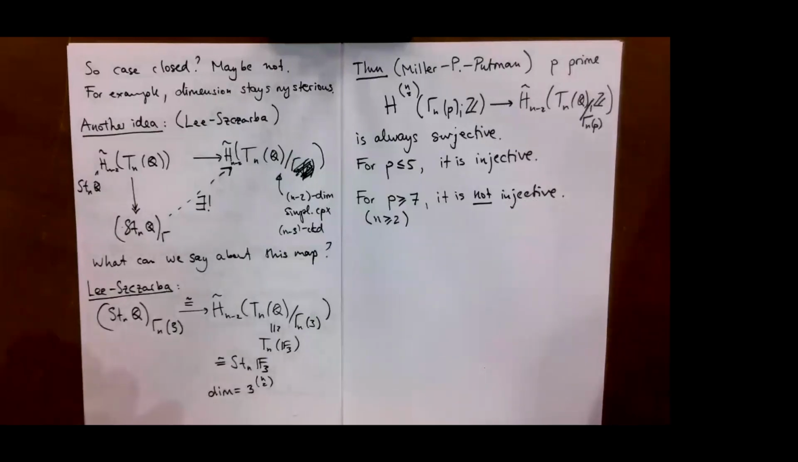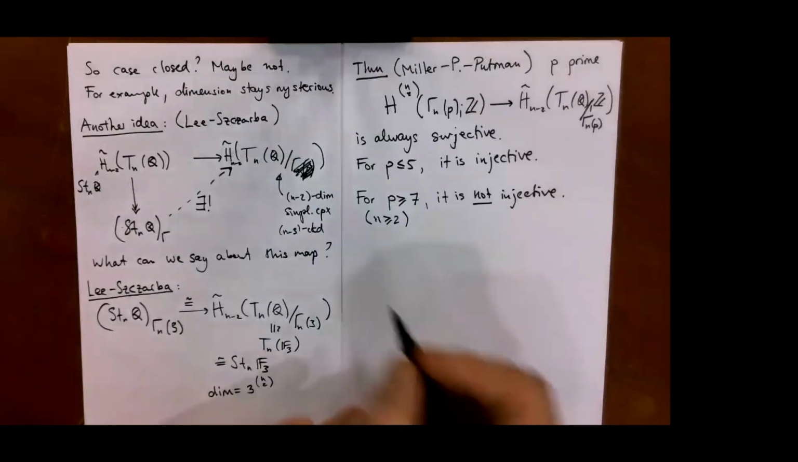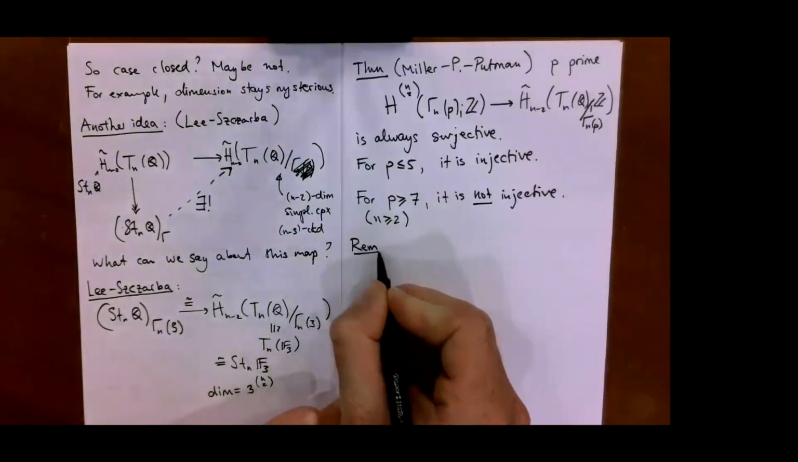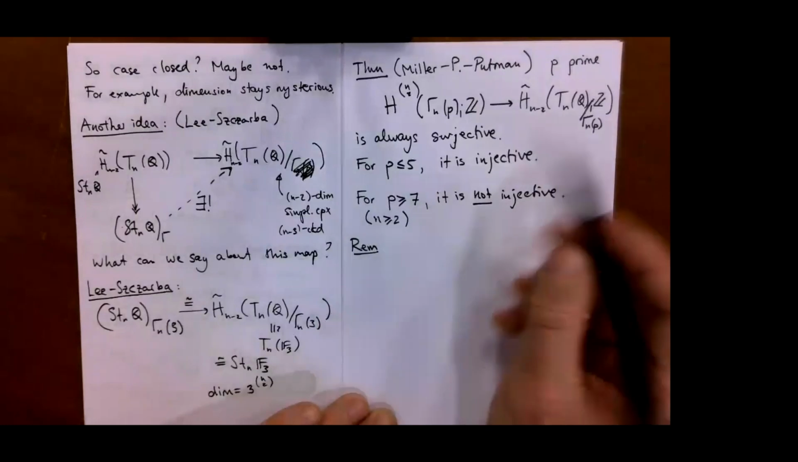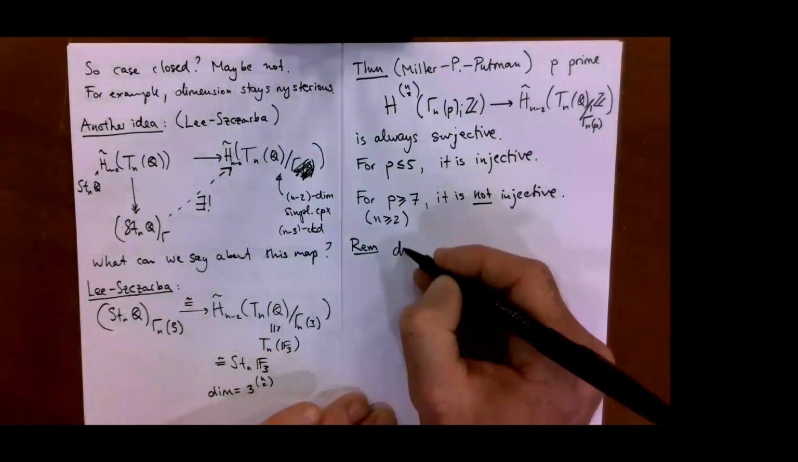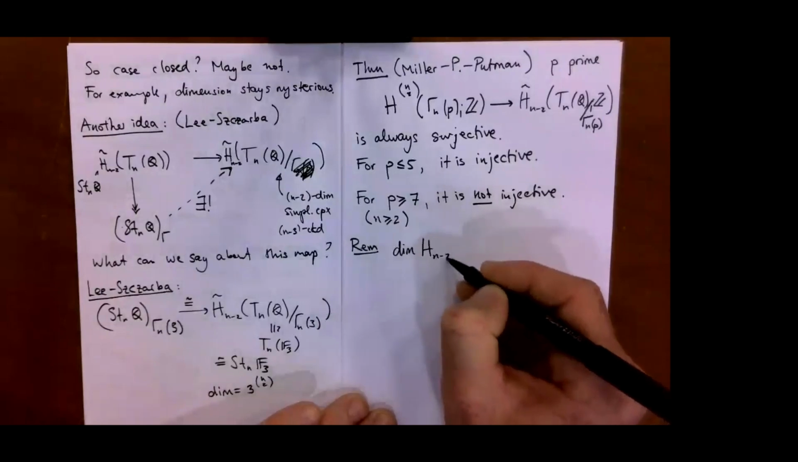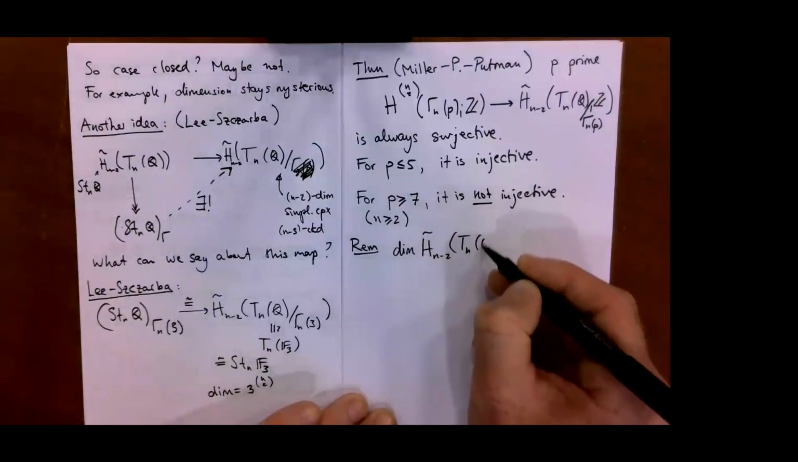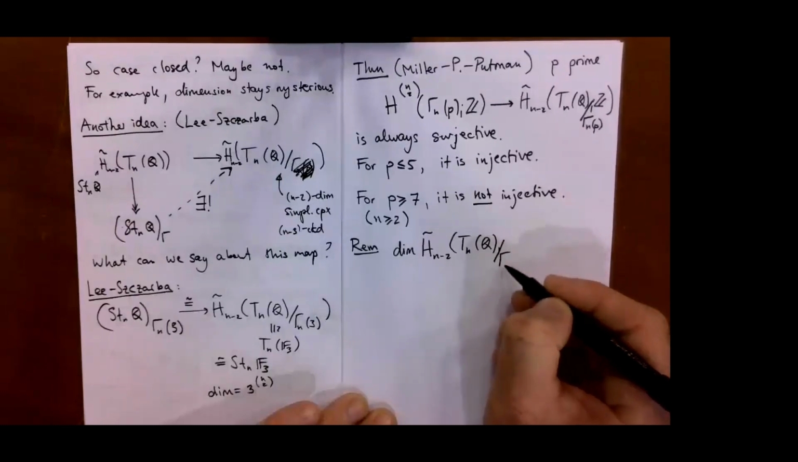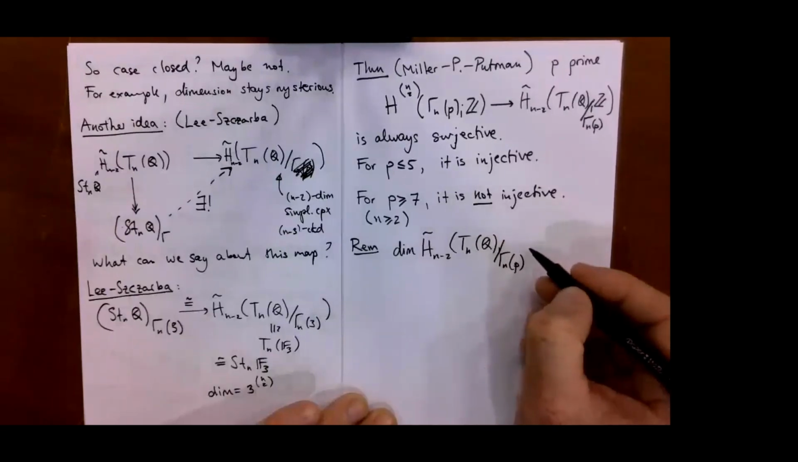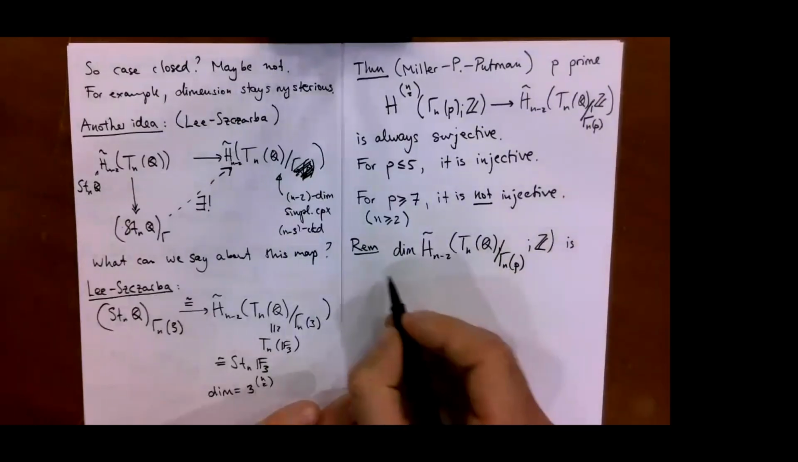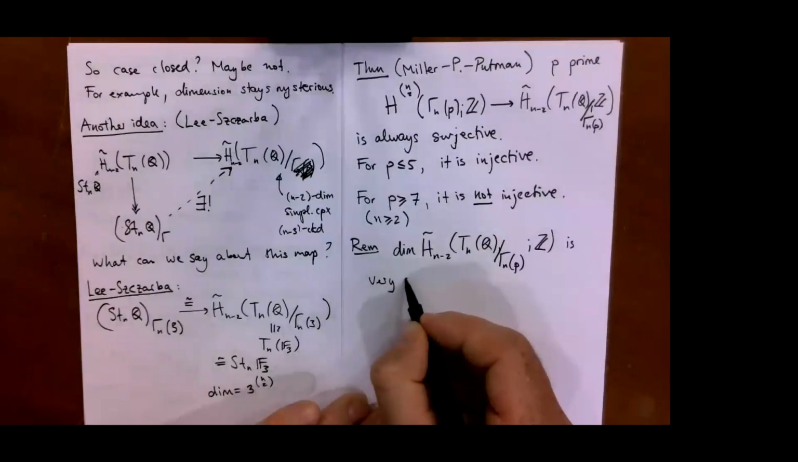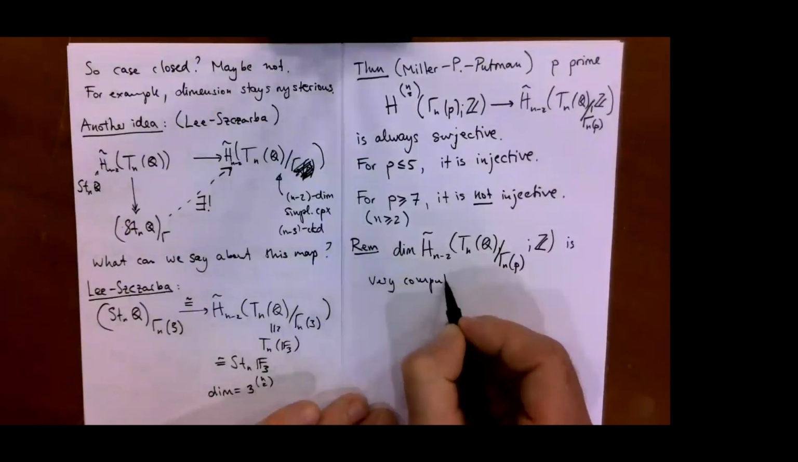Now, what about the dimension? Here I wrote you a formula for the dimension. That's pretty easy. For p equals 5, or even in general, the dimension of this homology group for any p is quite easy to compute. I'd say it is very computable. Is this an English sentence, Graham? Is very computable? It is.